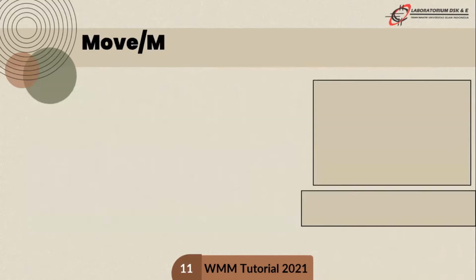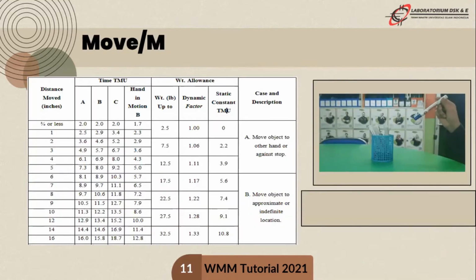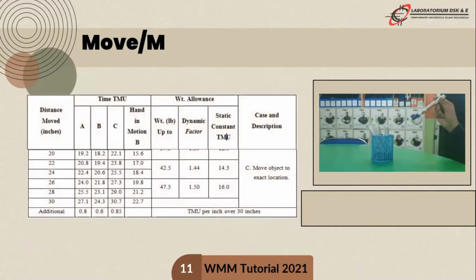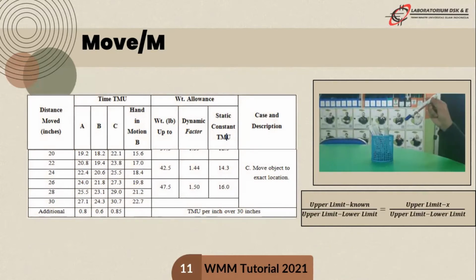Let's continue with the next activity, move. As you can see on the table, there are distance moved, time TMU, allowance, and also case and description. It's quite similar to the last activity. We have to consider which case the activity falls into. There are A, B, and C. For A, move the object to the other hand or against a stop. For B, move the object to an approximate or indefinite location. And for C, move the object to an exact location. That is the difference. And then you can get the time TMU values.